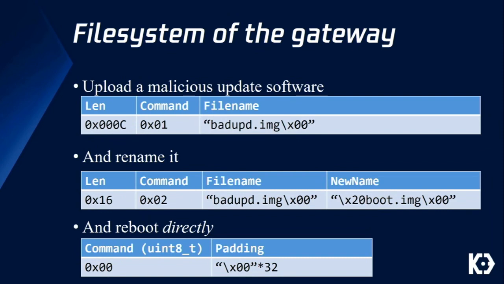First, we upload our customized update software to the gateway. We call it the bad update image. And then we rename it from bad update image to a leading space and boot image. And here, the FatFs implementation of the gateway will rename it to boot image. So now you have a boot image on your SD card. And then reboot. And after reboot, your boot image gets executed.